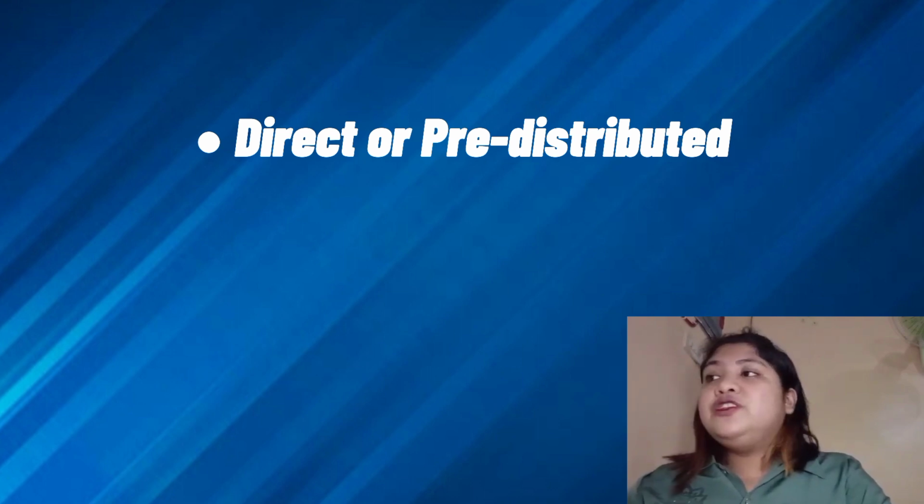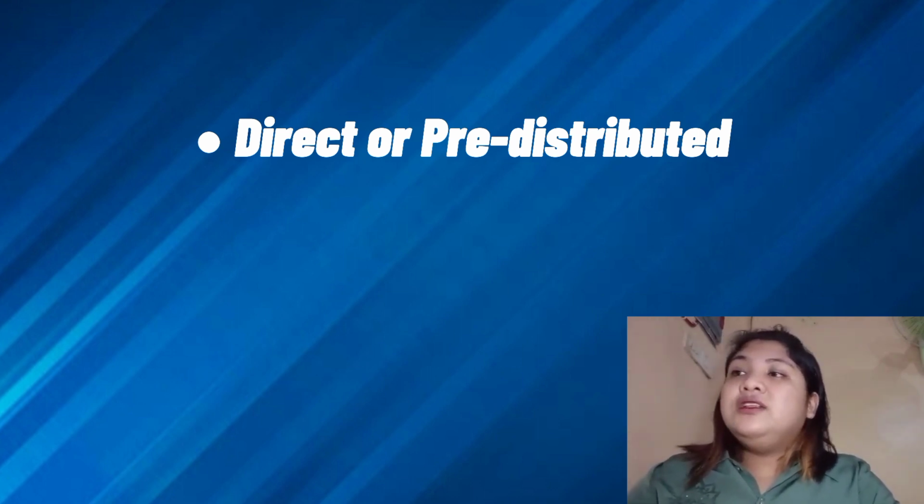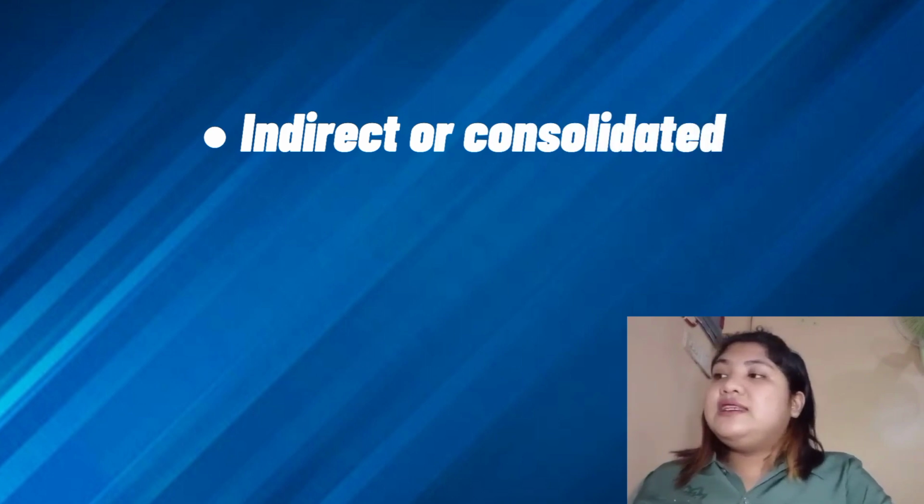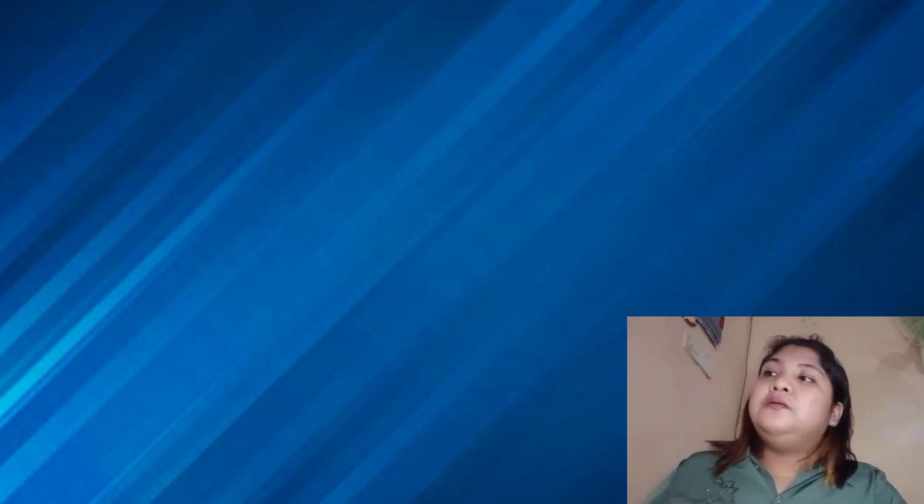There are two types of cross-docking. The first is direct or pre-distributed, and the last one is indirect or consolidated. When we say direct or pre-distributed, the goods are already separated and need only be received by the exit units previously organized according to the delivery location. This is the most basic model since products do not require a lot of handling.